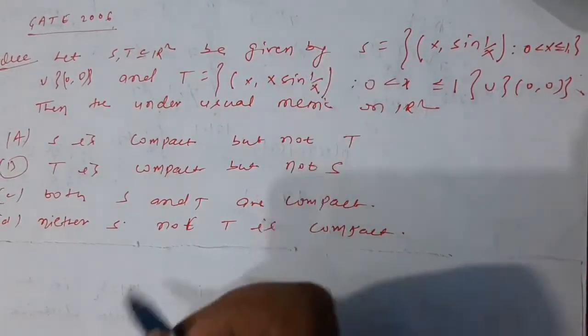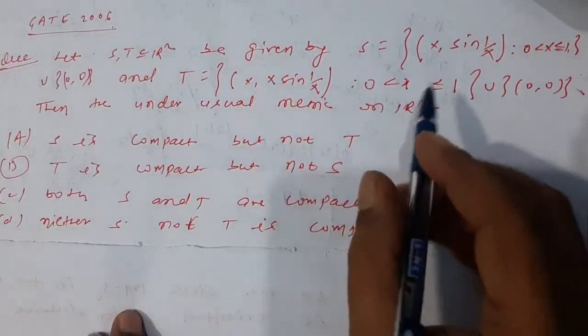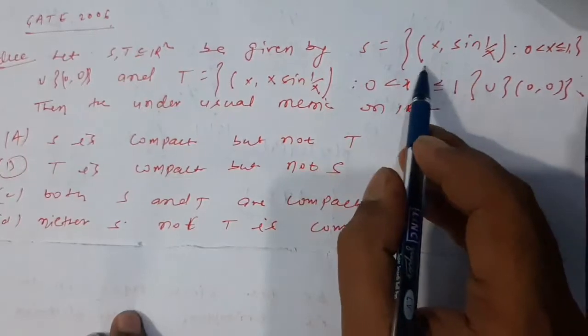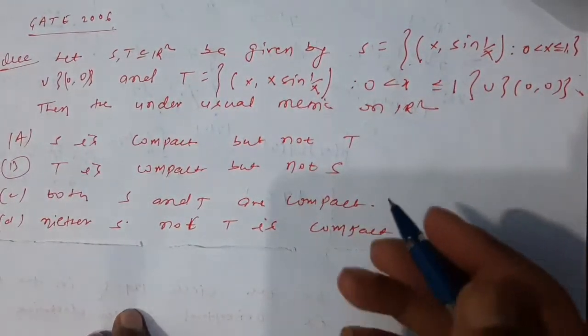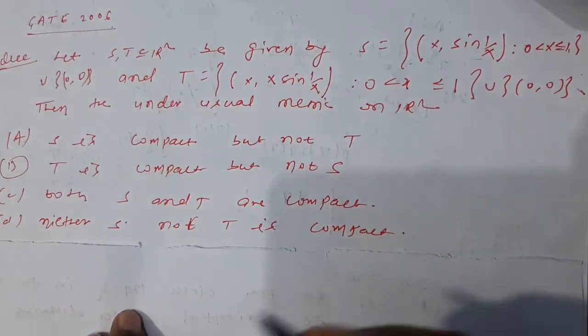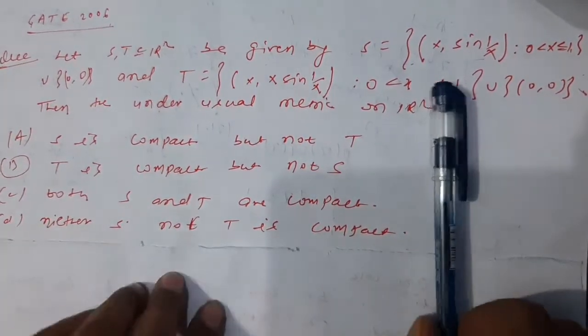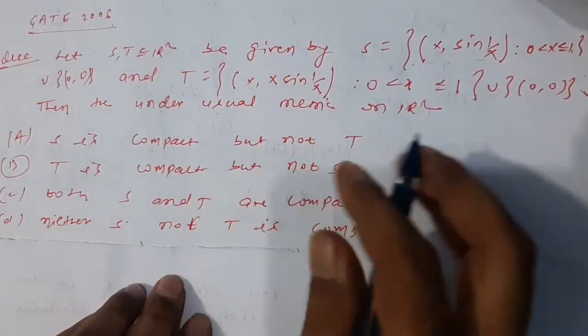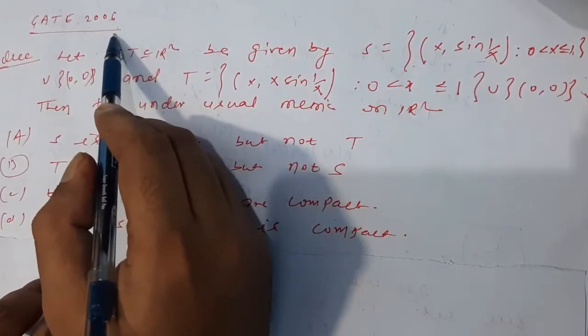Today we will discuss one important question related to compact set. Always we see this type of question, with this type of function given and this type of set given, and you have to ask what about compactness, completeness. So we will have to check here about compactness. I have taken this question from GATE 2006.